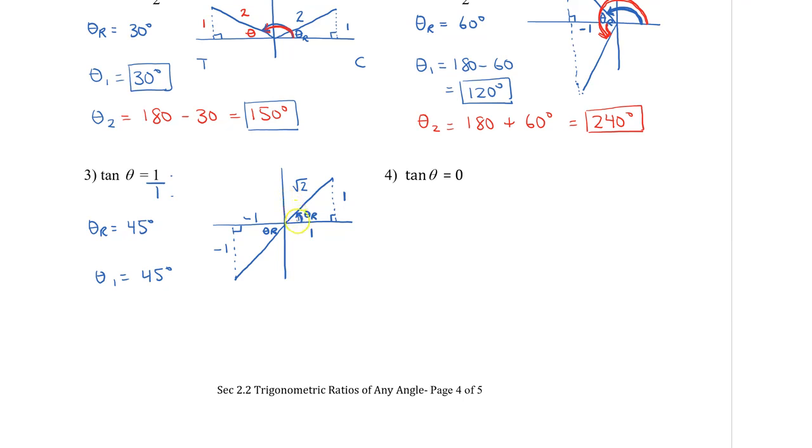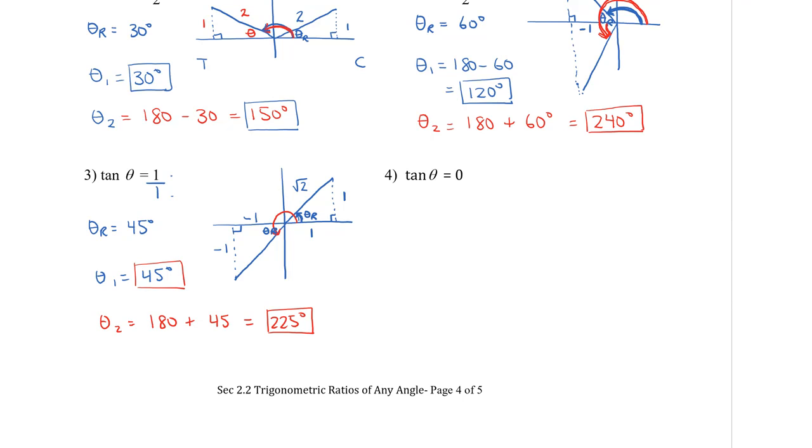My second angle in the third quadrant passes 180, and then I have to add the 45 to get the full arc. So this will be 180 plus 45 degrees, which equals 225 degrees.